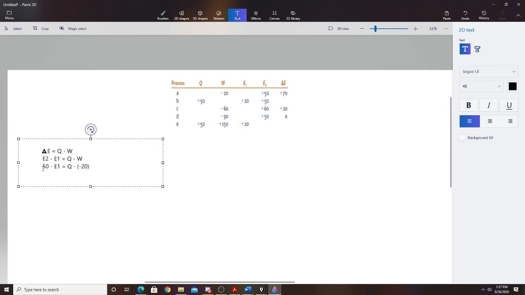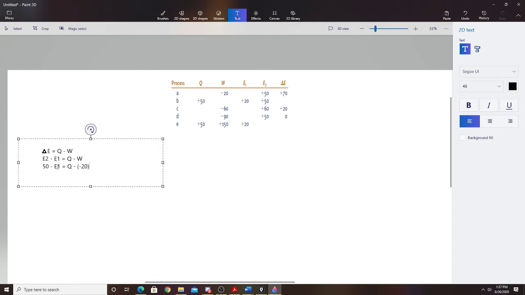So essentially we have 50 minus E1 is equal to Q minus, and then inside a quantity, because it's already a negative, we have to put that there, right? So this is what we have going so far. Now, what else do we know? There's something in here that I didn't mention, but right here it says delta E is 70, right? So that means the change in energy is 70. So what does that mean for this question? What is E1 then? Negative 20.